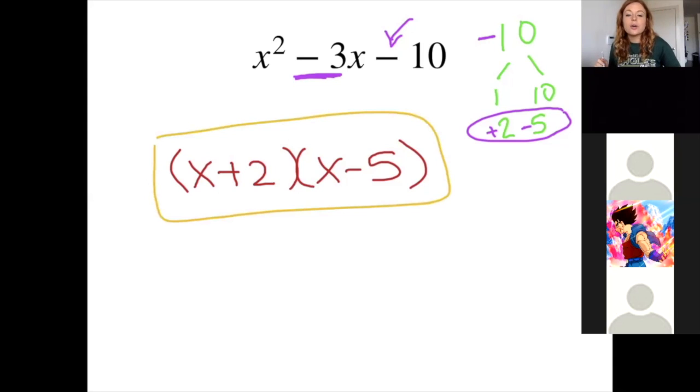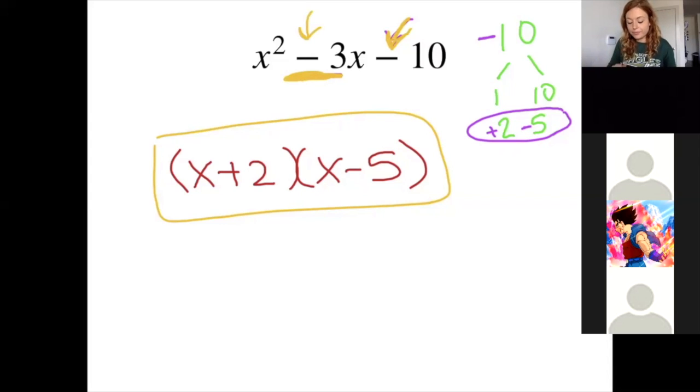Again, if c is positive, then they would both be the same sign, and you're going to figure out which factors add to give you the number over here. But if it's a negative, you want to decide which factors subtract to give you the number. You can think about negative looking like a subtraction sign. If the c is negative, then it's going to be subtract. And then this sign right here tells me the sign of the bigger number.